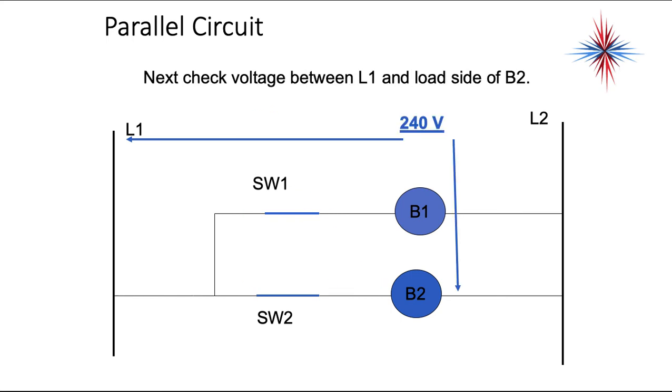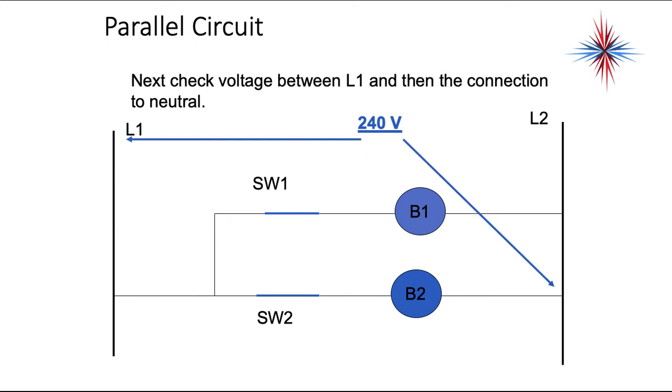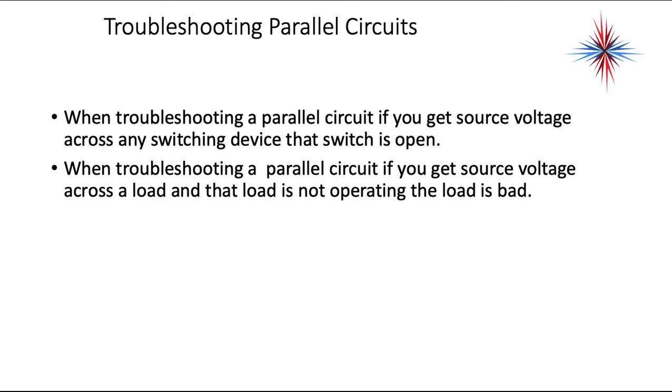Okay, in this case, I have 240 volts across B2 from L1 to B2. If B2 is not operational, it means there's a bad load because it's getting voltage. Everything's fine. When troubleshooting a parallel circuit, if you get source voltage across any switching device, the switch is open. If you get source voltage across a load and that load is not operating, the load is bad.